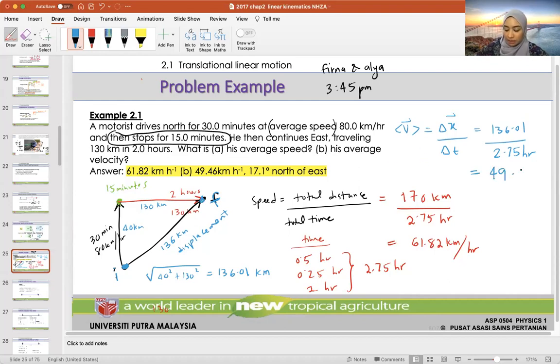Okay, Alia, let me ask again, question 46. If it's wrong it's okay, we are learning here, no pressure. So how did this person get 17.1 north of east? How do we calculate the angle? What is your idea on how to find it? How do we find the angle? Just try, it's okay if it's wrong.